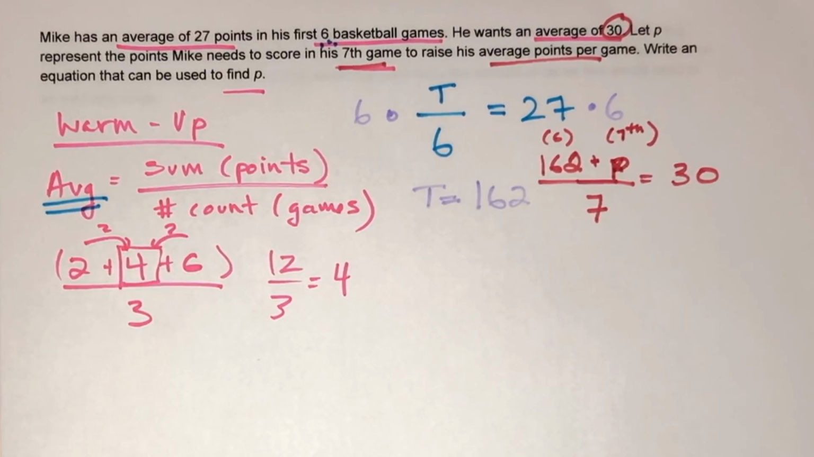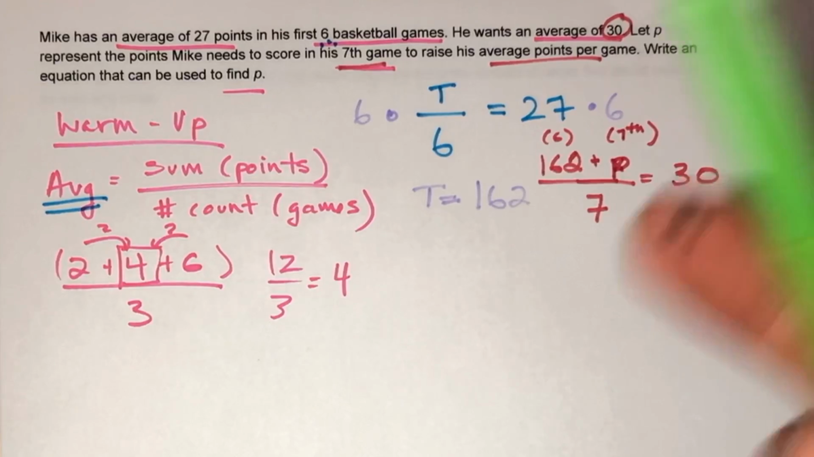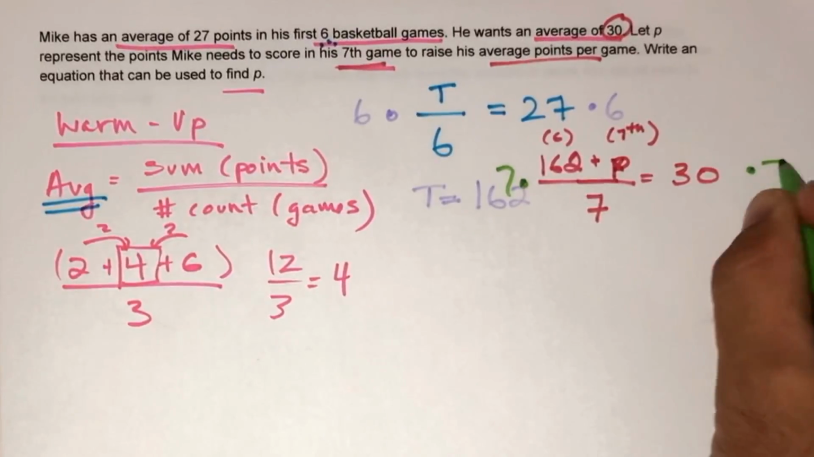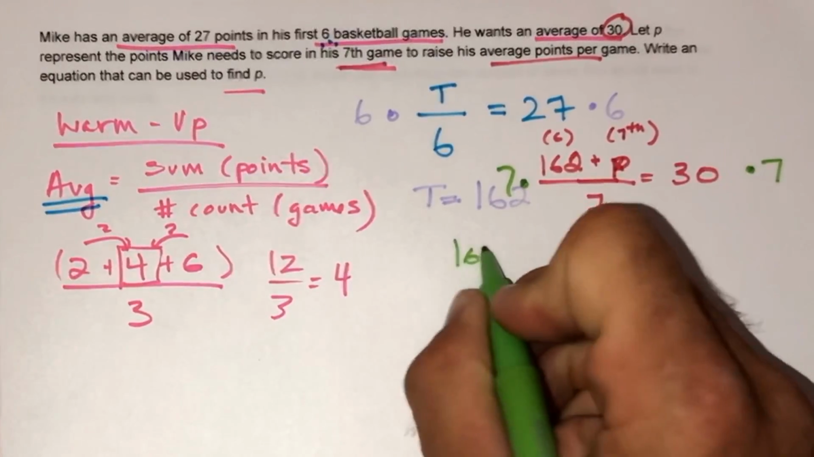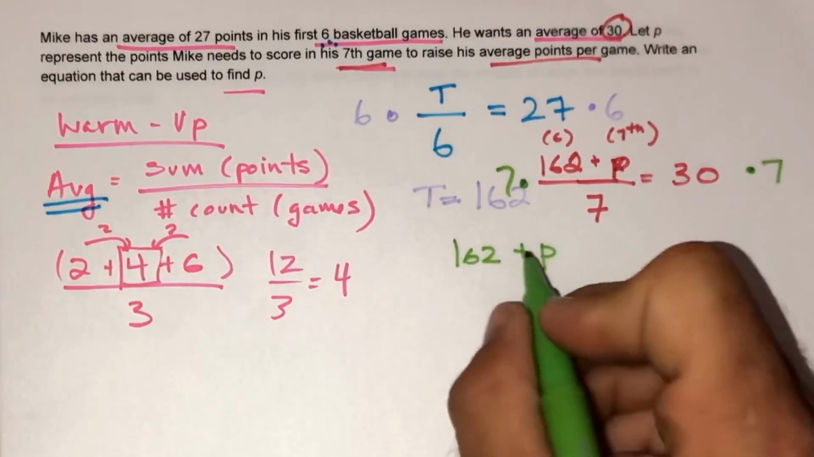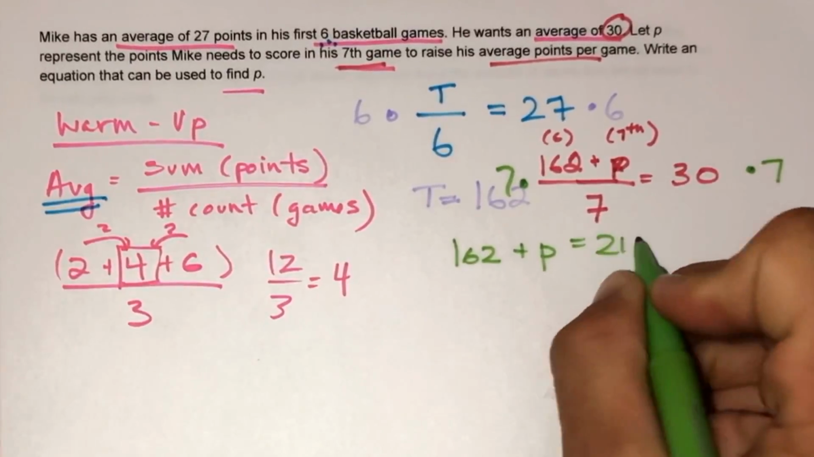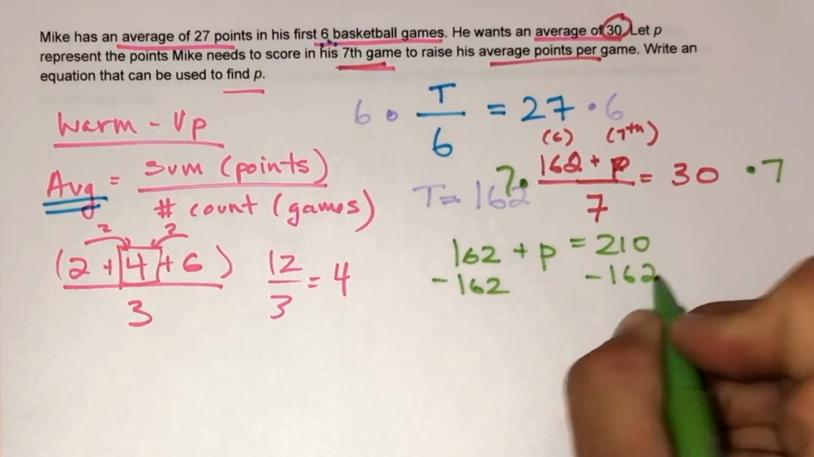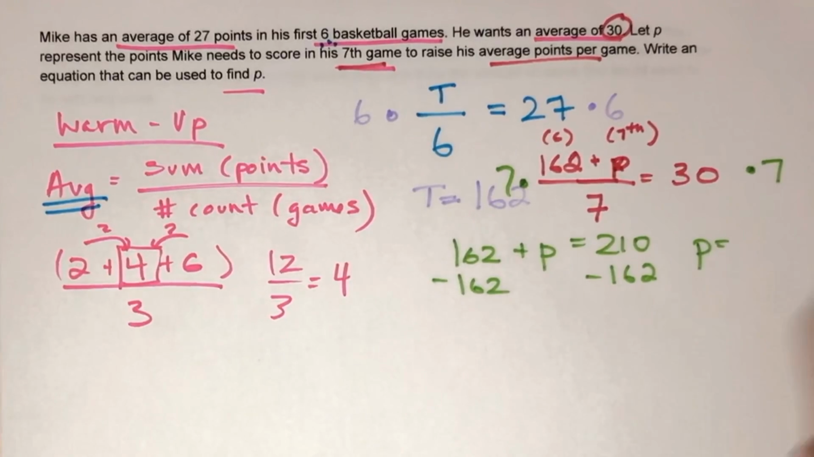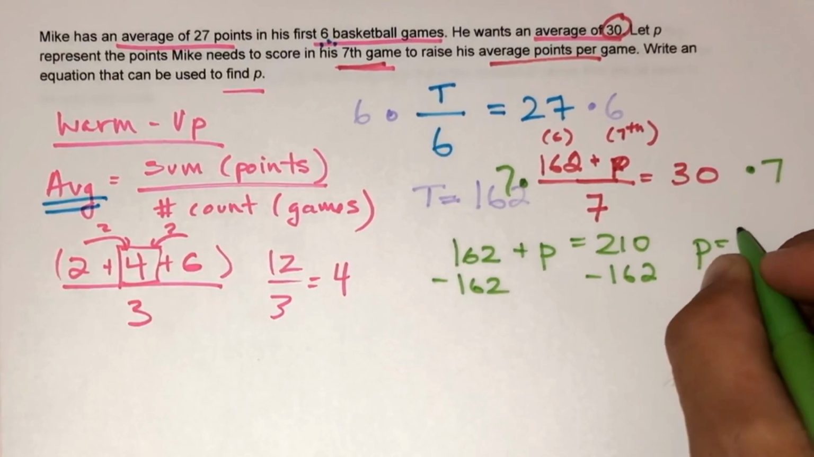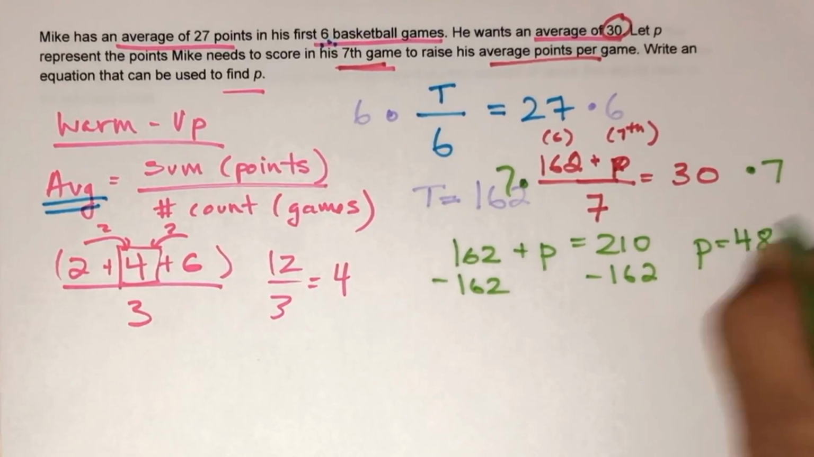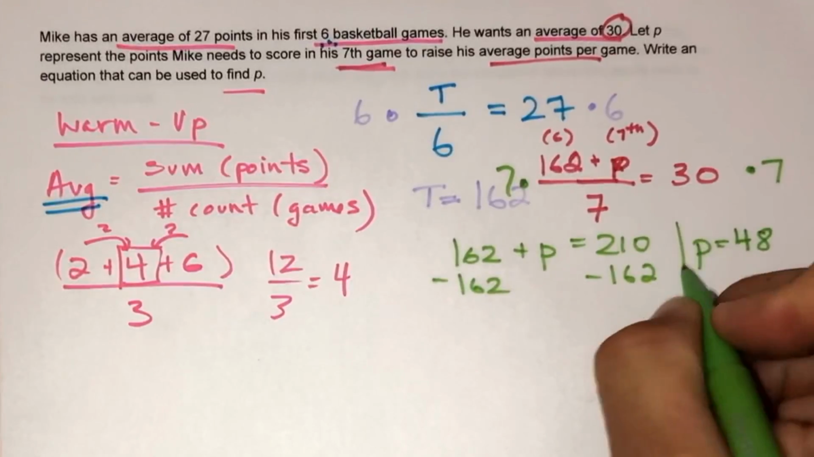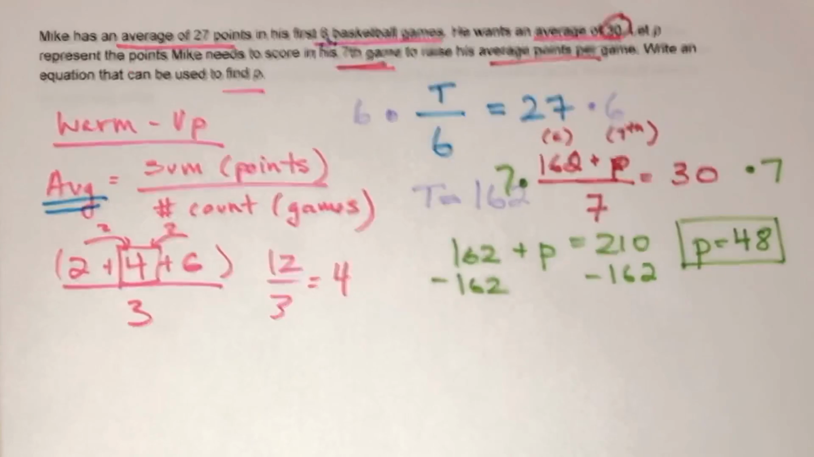Now, same thing I did in the other question is basically multiply both sides by 7. Get 162 plus the points for the 7th game equal to 210. Then subtract 162. Simple one-step algebra problem here. And Mike would have needed to score 48 points in order to get his average up to 30.